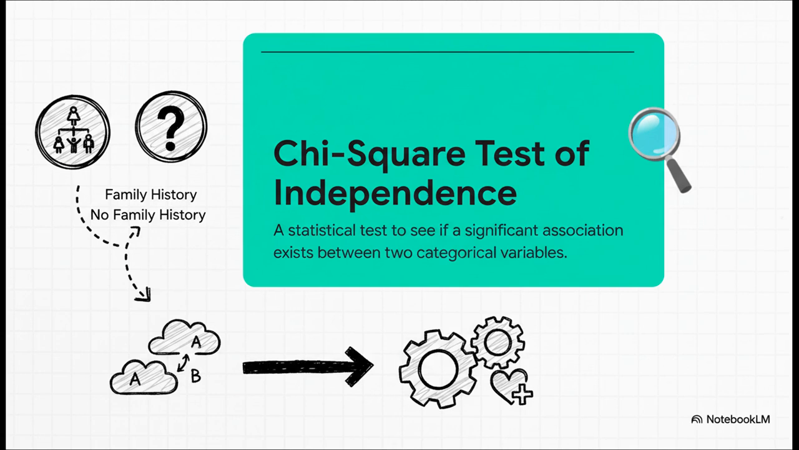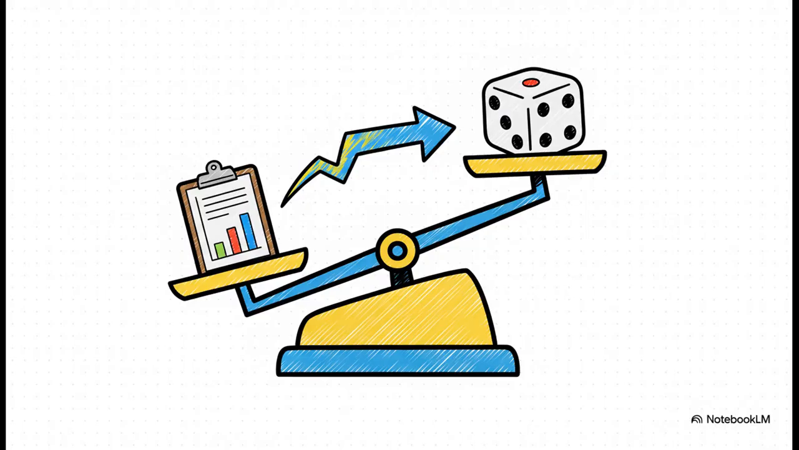Okay, its full name is the chi-square test of independence. But don't let the name intimidate you. Simply put, it tests if two things that you can sort into categories are actually related. And a categorical variable is just a label, like yes or no, or family history versus no family history. So really, the test is a relationship detector. It tells us if two of these variables are truly connected, or if the patterns we're seeing are probably just a coincidence.